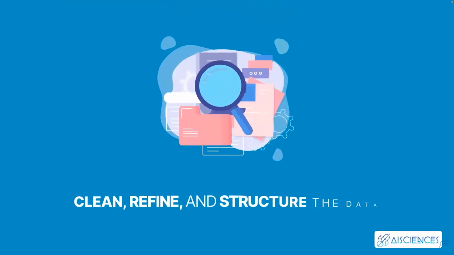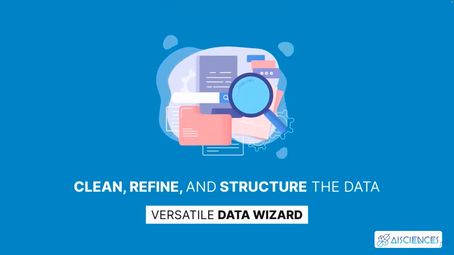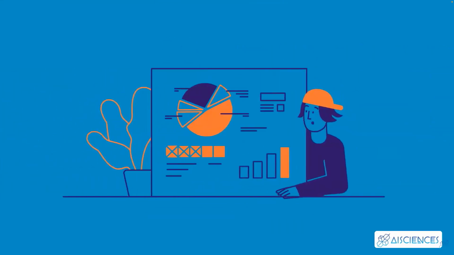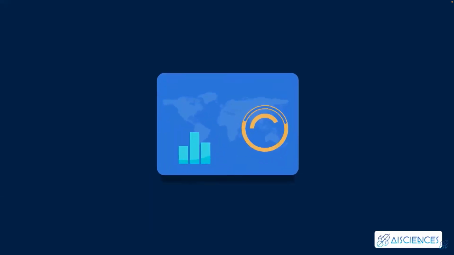You clean, refine, and structure the data collected from various sources. You are a versatile data wizard. You create models or prototypes from the patterns or trends you notice, enabling data-driven decision-making. Number 2, data engineer. As a data engineer, you analyze and organize raw data.